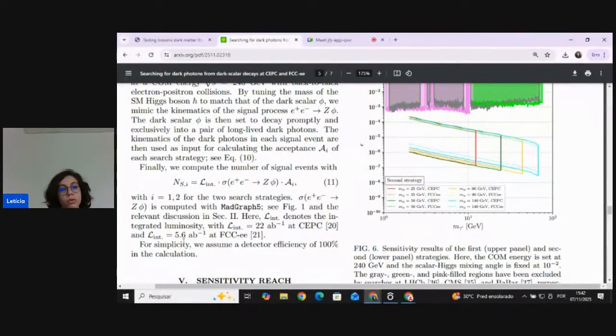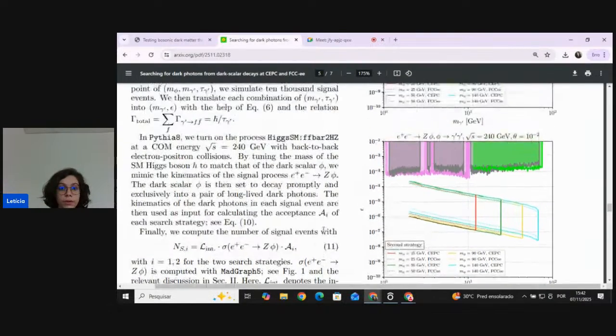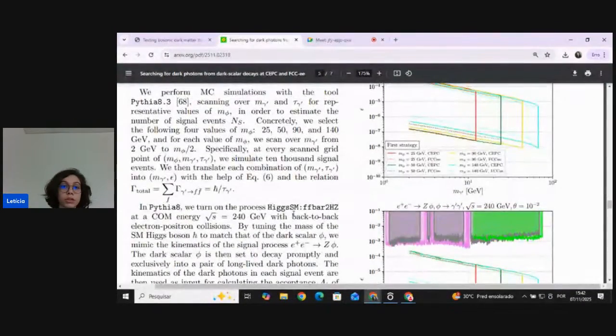Okay, so for the CEPC, we have 5.6 integrated luminosity and 22 inverse attobarns, and for FCC-ee we have 5.6. So we have a greater luminosity at CEPC. And then they did the simulations on PYTHIA and using MadGraph for Monte Carlo simulations as well.